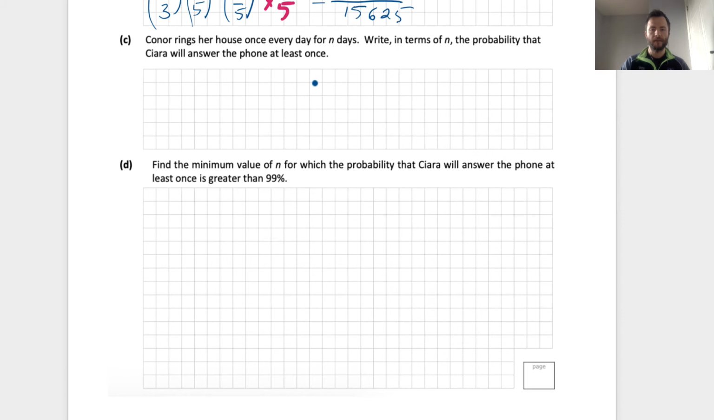Then we're told that Connor rings her house once every day for n days. We have to write in terms of n the probability that Kira will answer the phone at least once. So the probability that she doesn't answer the phone any of those n days is the probability of her not answering to the power of n, because every day she doesn't answer, we just multiply one more time by 4/5. So then the probability that she answers is 1 minus 4/5 to the power of n. So that will be the answer to this question in terms of n.